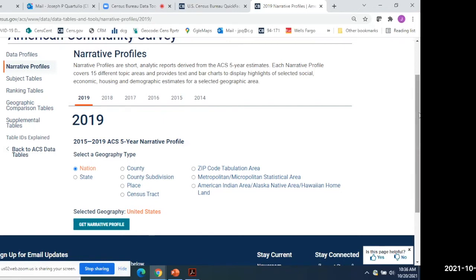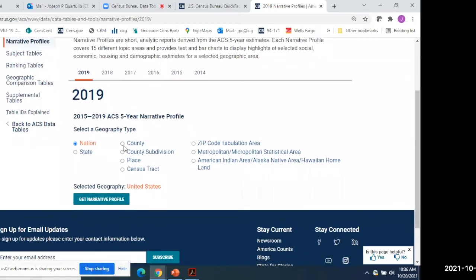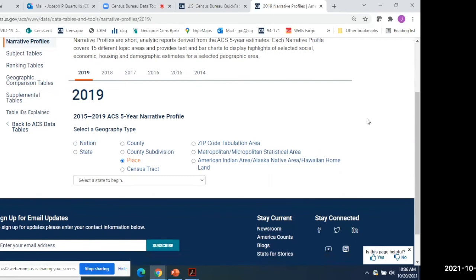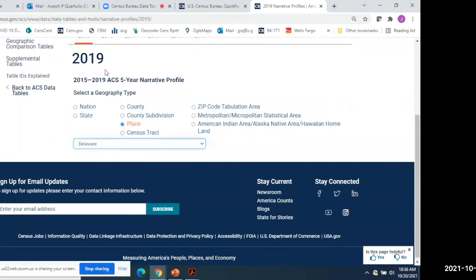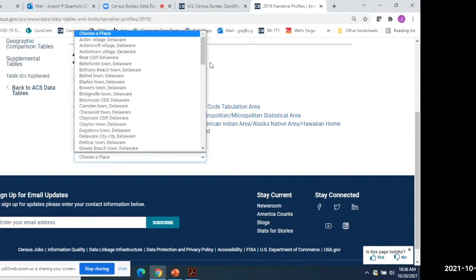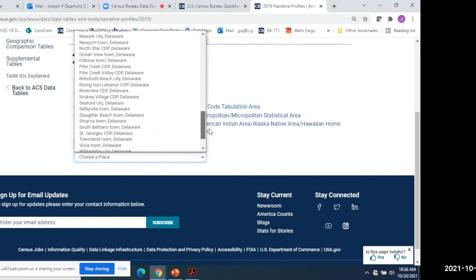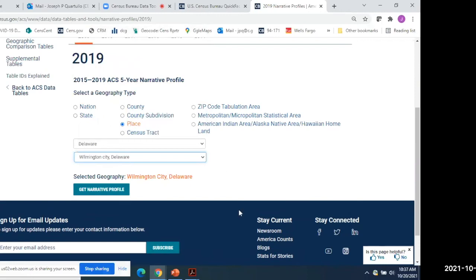This is ACS Narrative Profiles, and again, you're provided with the link in the other slides. This time we'll look at a place, and we'll move over to Delaware since it's close by. For the Census Bureau, the word place means cities or boroughs, and in some cases it's towns as well. So let's look at Baltimore. Oh, I'm sorry, let's look at Wilmington. And we will look at Wilmington City, Delaware this time. So I selected Wilmington City, Delaware.